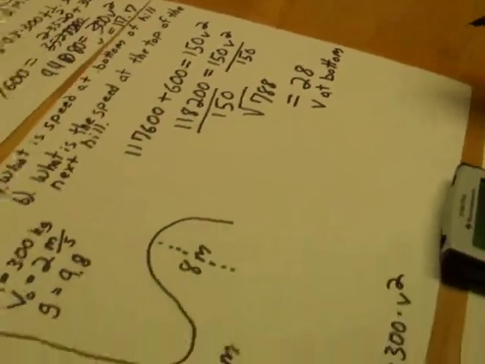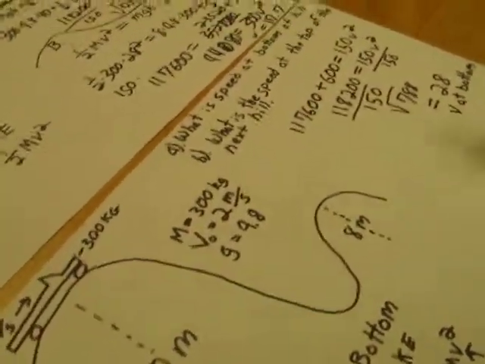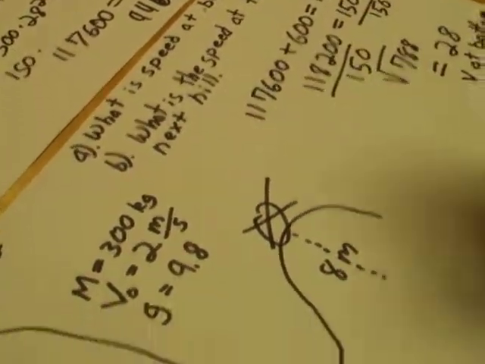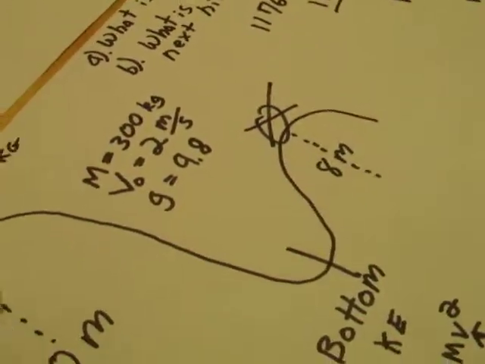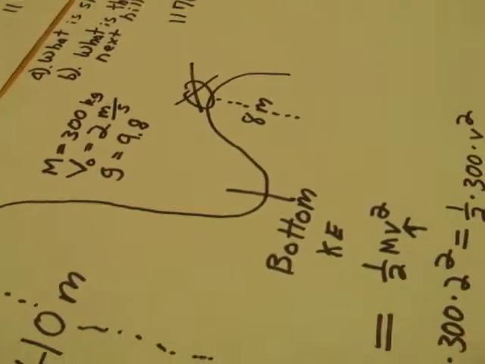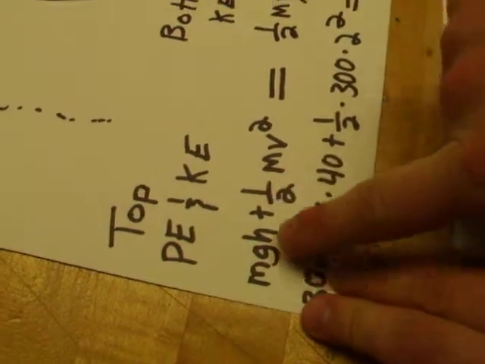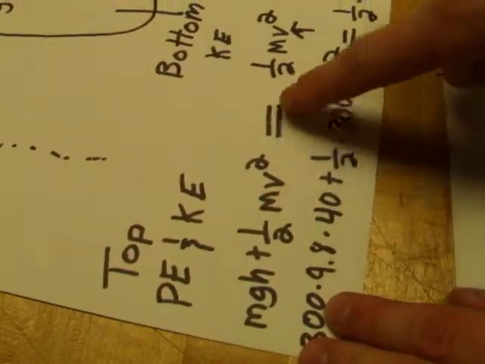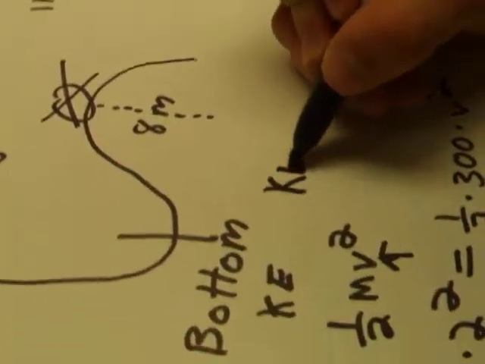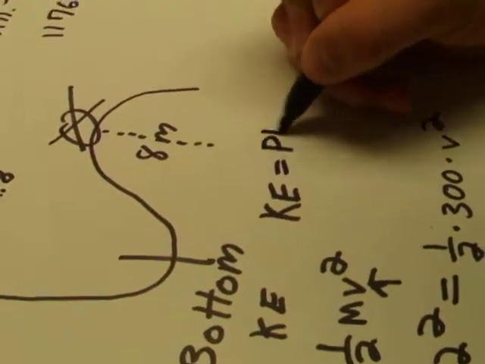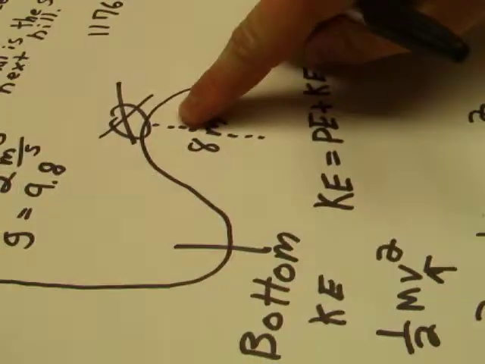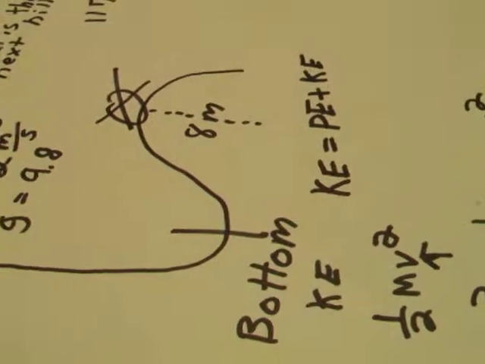The next part of the question asks, what is the speed at the top of this hill? And we're starting from down here. This is just the opposite of what we did. Before we went this way, and the potential plus the kinetic equals kinetic, but now we're going to have KE equals PE plus KE, because at the top of the hill it will indeed have kinetic energy.